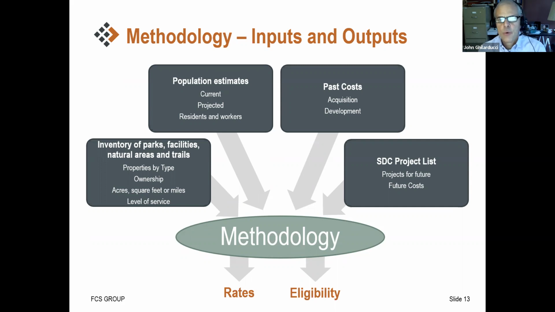Ultimately, we want to know what the past costs of the inventory were. That helps us calculate the reimbursement fee if there is to be one. And then finally, the last big piece is the SDC project list, all those planned projects and their estimated costs, and then the allocation of those costs to growth. That feeds into our methodology, which is the calculation, and then out of that come the rates, the SDC rates.